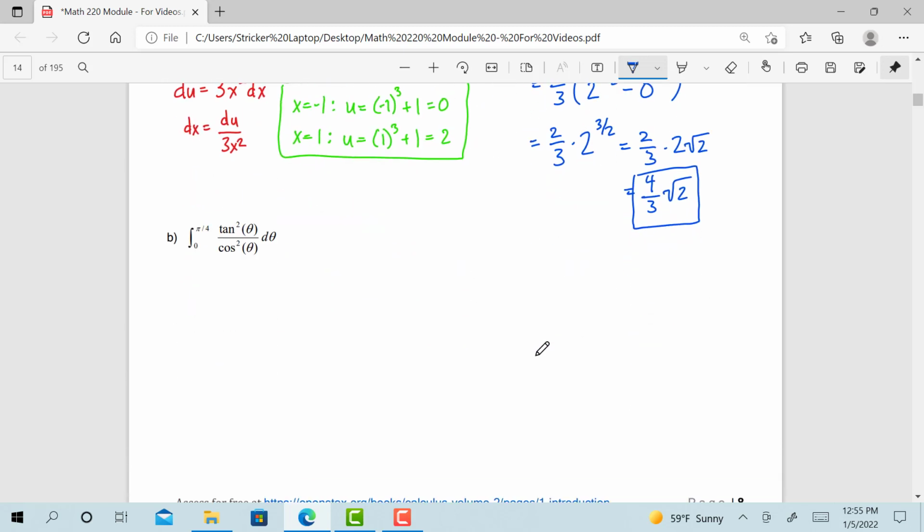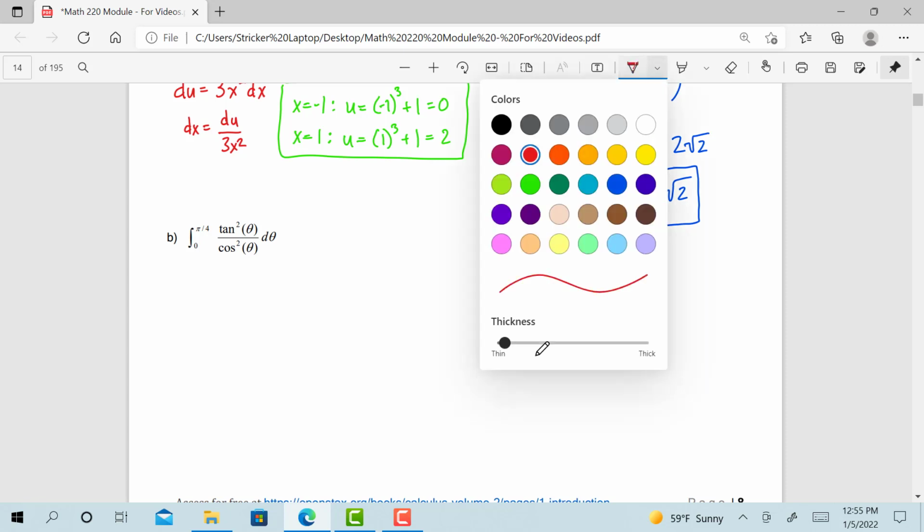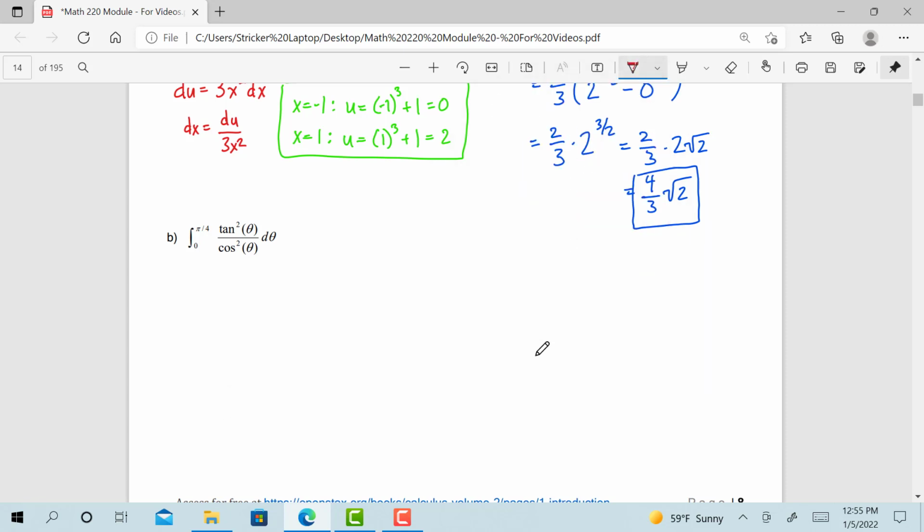So we have part B of this example. Again, we're looking for that inside function, and you want to think about it in such a way that the derivative is somewhere else in the problem, because the derivative of that u has to be somewhere else. And so a couple things we want to kind of discuss here at the beginning.